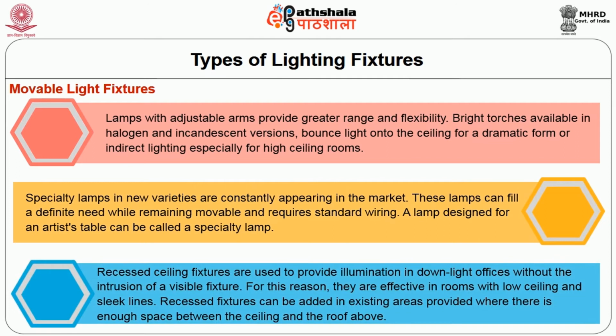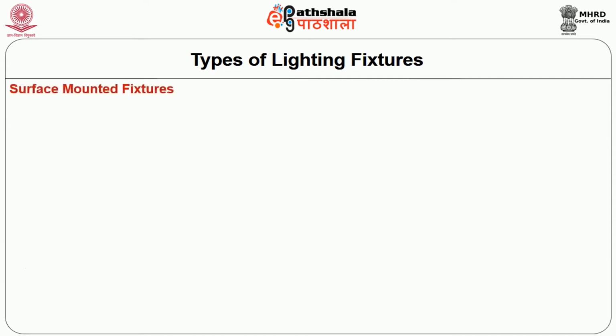Recessed ceiling fixtures are used to provide downlight illumination without the intrusion of a visible fixture. For this reason, they are effective in rooms with low ceilings and sleek lines. Recessed fixtures can be added in existing areas where there is enough space between the ceiling and the roof above. The next one is surface mounted fixtures.